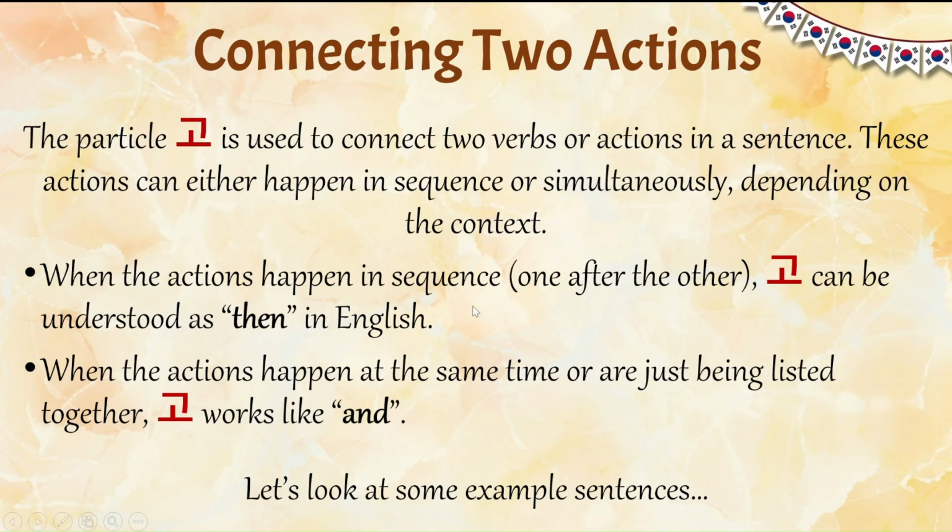So, when the actions happen in sequence, that is one after the other, then ko can be understood as "then" in English. Okay, ko is translated as "then" in English when it is used to connect two actions that are happening one after the other. And when the actions happen at the same time, that is simultaneously, or they are just being listed together, there is no sequence, then ko works like "and." The translation of ko is "and" in English.